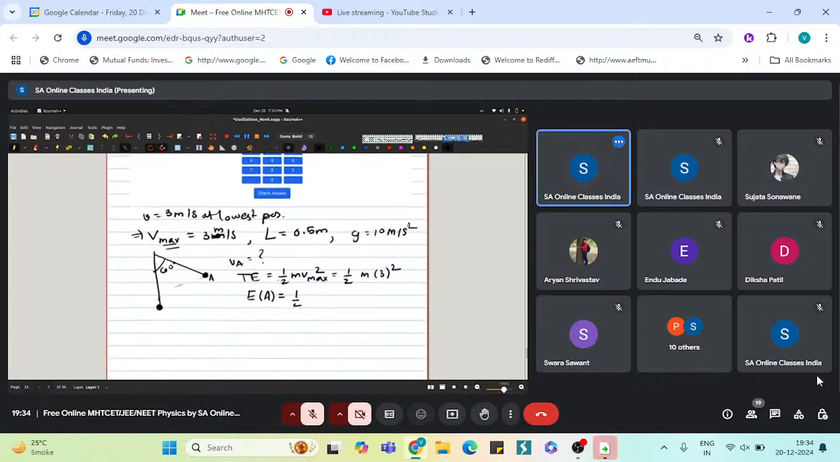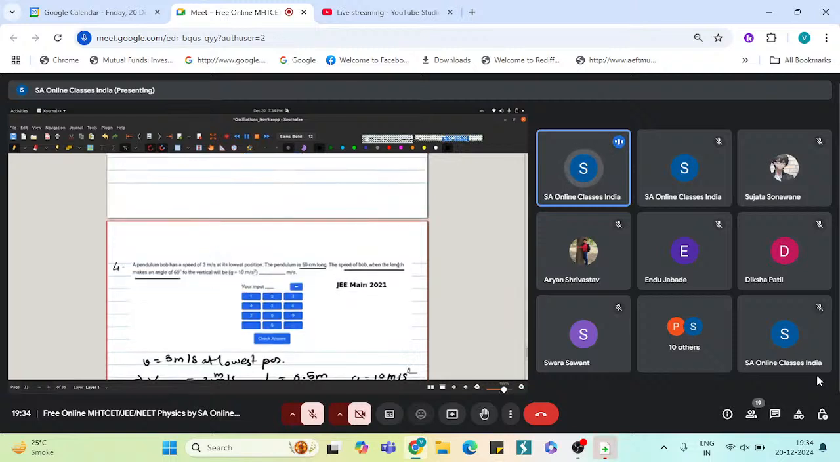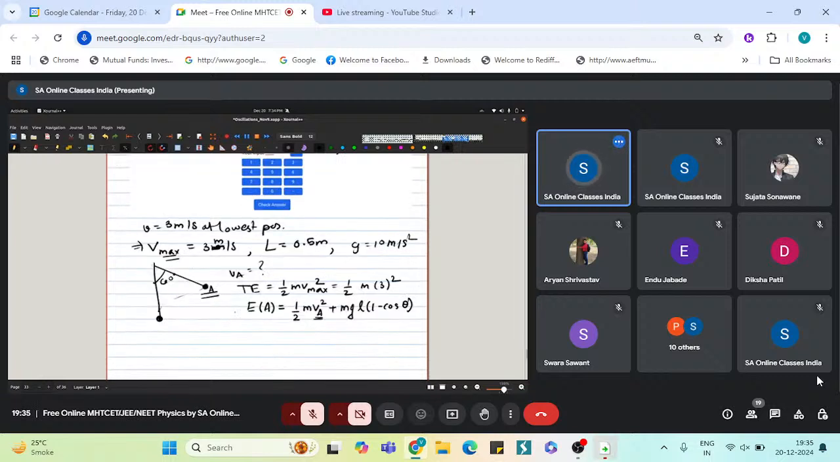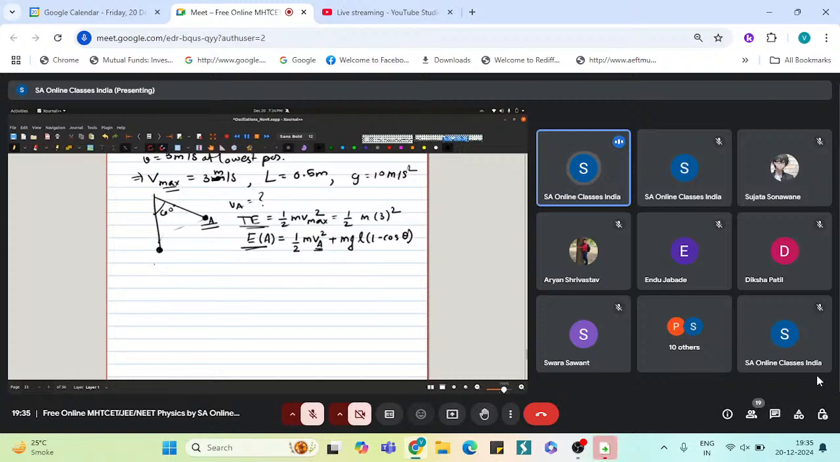And given that logic, we can just write this as half m VA square plus mg into L 1 minus cos theta. So this is the energy at point A, right? And we have been asked to find out the speed of the bob. So we need to find out this VA, right? Now this total energy and this total energy is just going to be same. And as I had mentioned earlier, you can just equate these two things whenever you need, right?